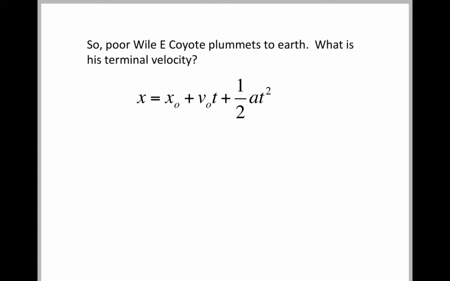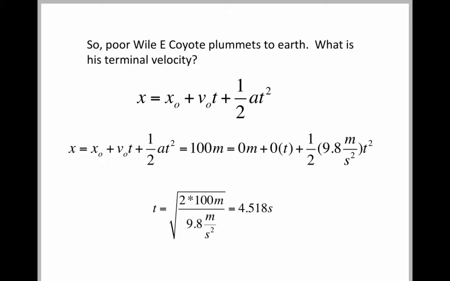So as Wile E. Coyote plummets to Earth, what will his terminal velocity be? You know that his initial velocity in the gravitational direction is equal to 0. So therefore, you know that he will have traveled a distance of 100 meters. And he had started off, depending upon what you have for a frame of reference, at 0 meters.